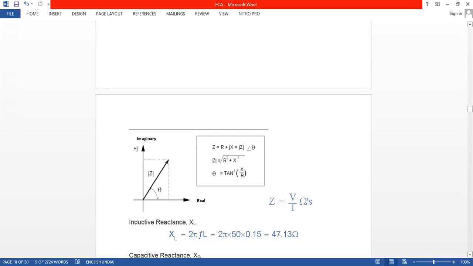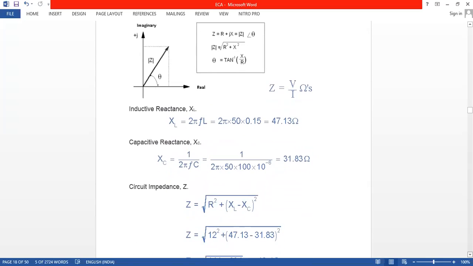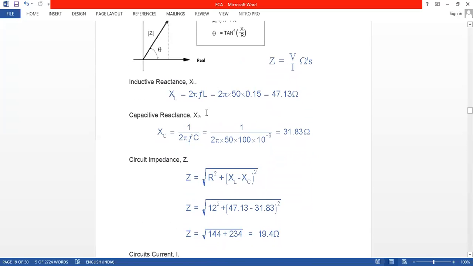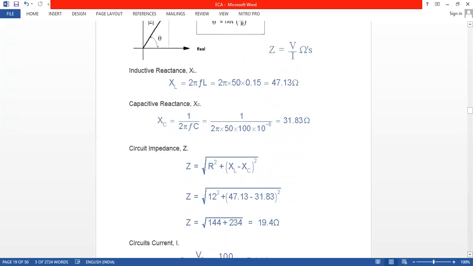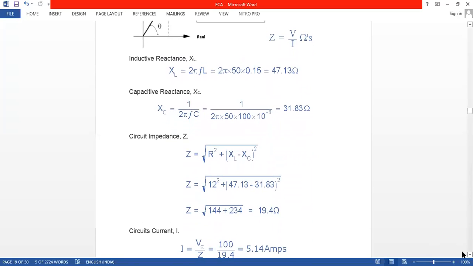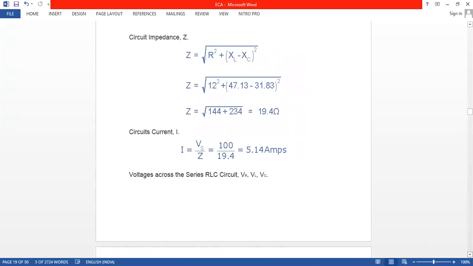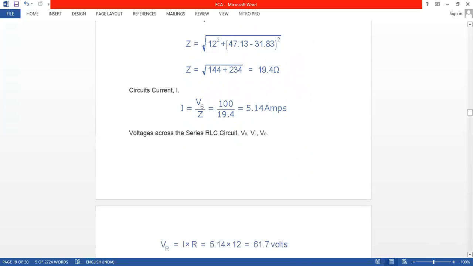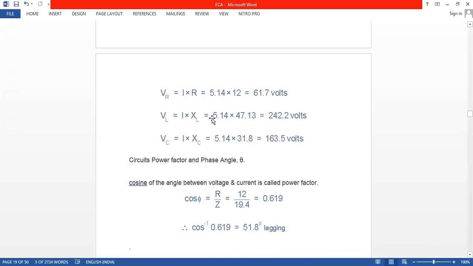I will explain with the diagram. So all the students, XL, XC, we have to calculate. We will get the impedance. And next, we will get the current. I is equal to V by Z. Without impedance, we cannot solve anything. This is extra. V equal to I into R, I into XL, and V is equal to I into XC.